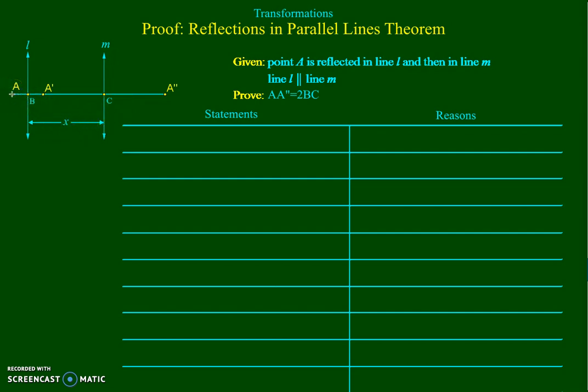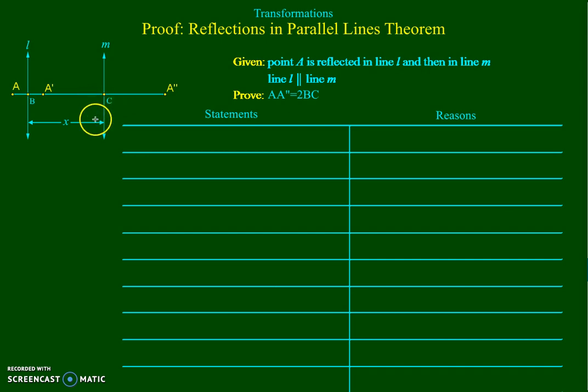And the idea behind the proof is using the segment addition postulate, because we know BC is made up of A prime B and A prime C, and A double prime is made up of 4 segments. This one, this one, this one, and this one. And because of the nature of a translation or a reflection in a line, this segment and this segment are equal, this segment and this segment are equal. So we'll have some cancellation opportunities there. So that's the idea.